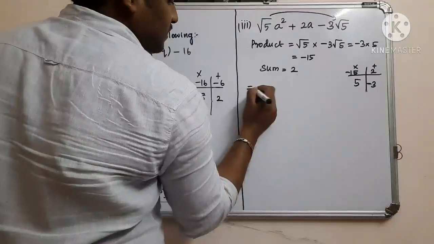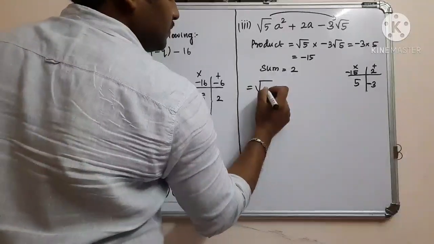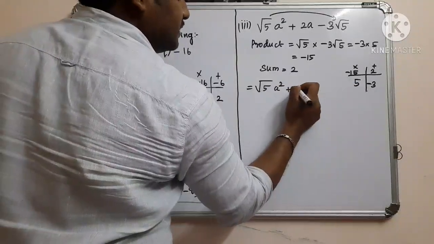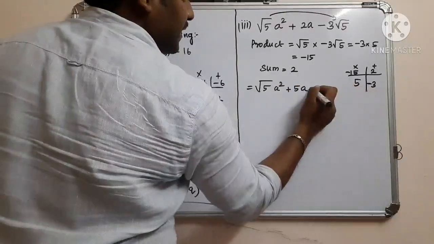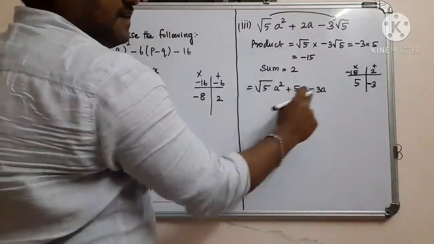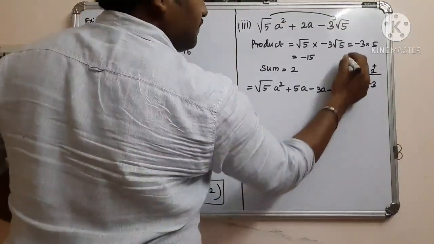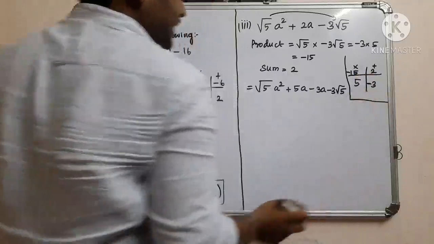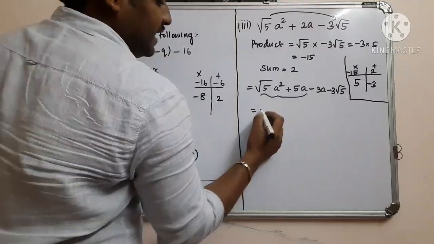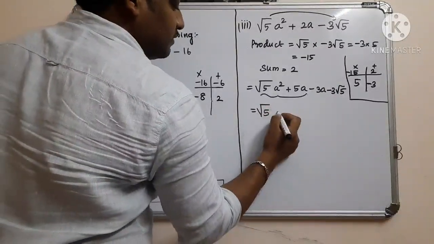Now we can write the polynomial: root 5 a square plus 5a minus 3a minus 3 root 5. Now from these two steps we can take root 5 a as common.